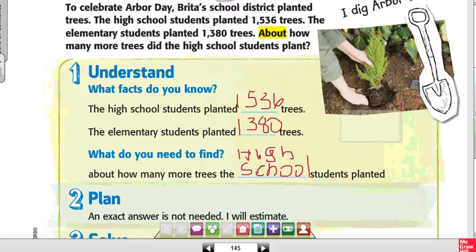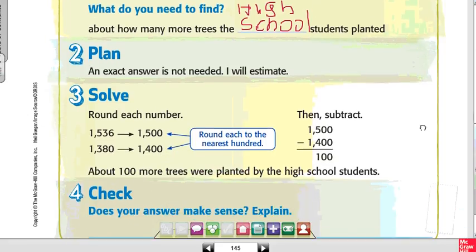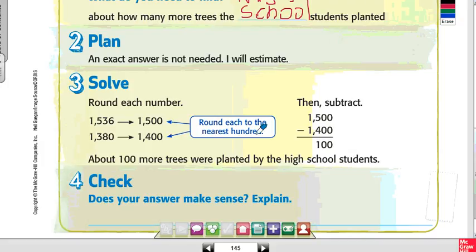So now we're ready to do our plan. An exact answer is not needed. I will estimate. And estimate means I need to do what first again? Round. Okay, so it looks like they're rounding to the nearest hundreds right there.